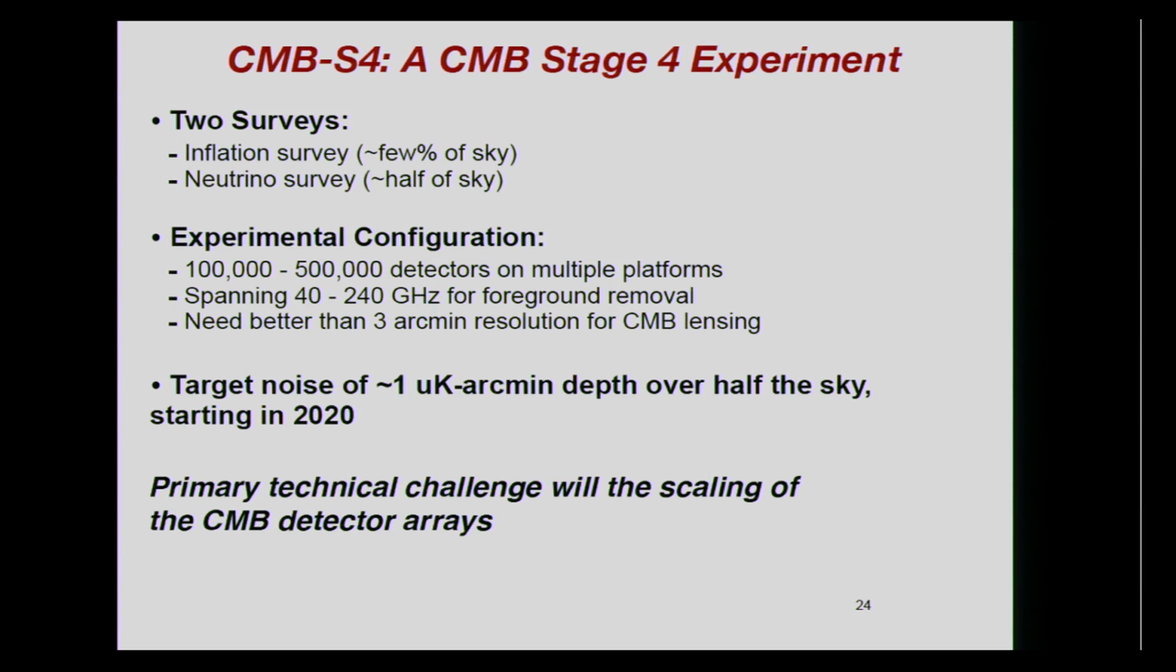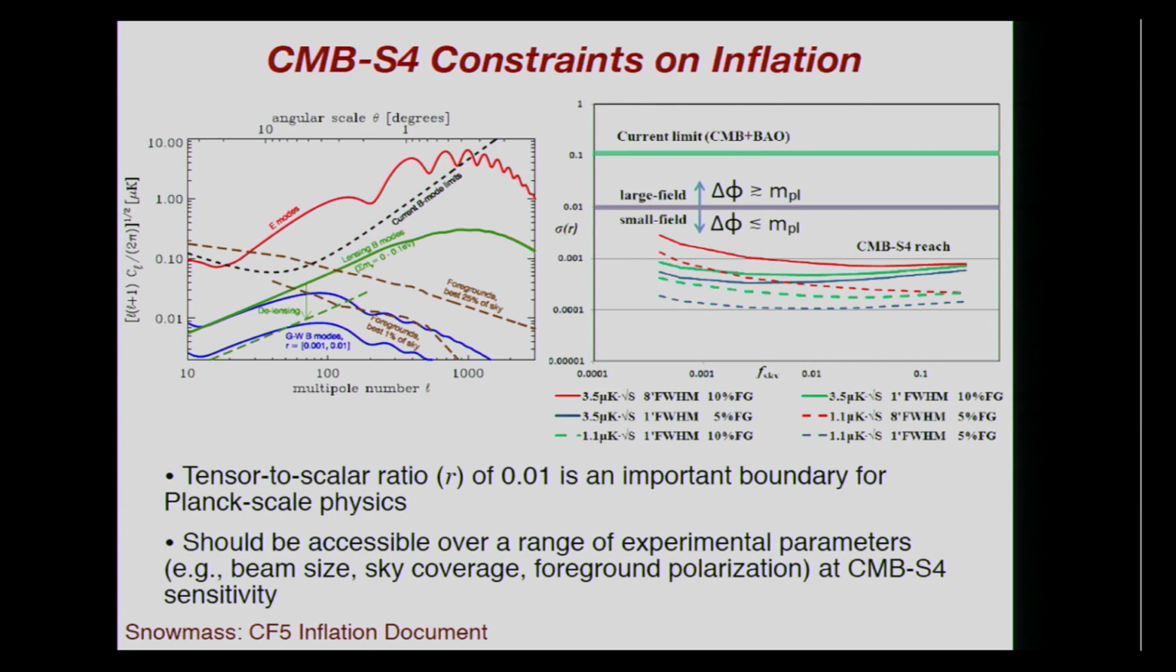They have to span between 40 and 240 gigahertz for foreground removal. We need at least 3 arc-minute resolution to properly characterize the CMB lensing signal. The approximate depth we're shooting for is something like 1 micro-K arc-minute over half the sky, which is motivated by the science constraints I'm going to show you. And as I laid out, the technical challenge in doing this was really the scaling up of these large detector arrays.